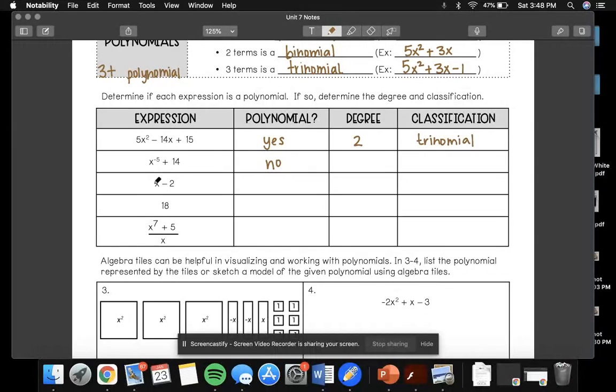Okay, this next one, we have x minus 2. This is technically a polynomial. For its degree, we have to find the highest exponent. So this would be a degree 1 because I see one variable, so it could have an imaginary 1. And when I think about the classification, there's 2 parts to this. We have an x and a negative 2, so this would be considered a binomial.